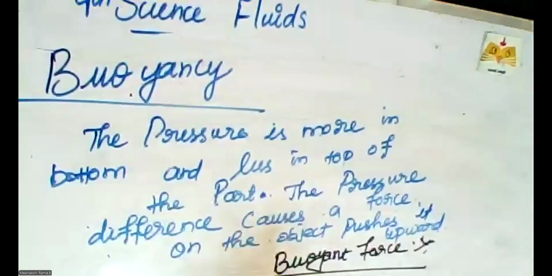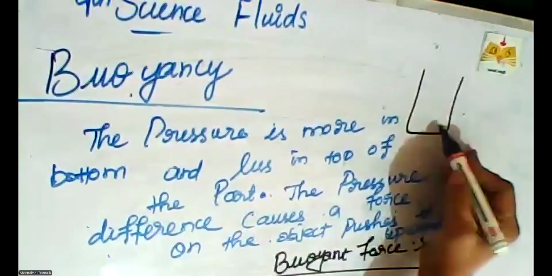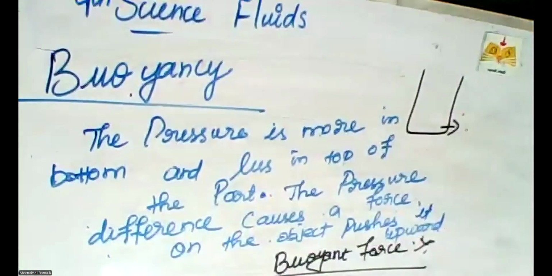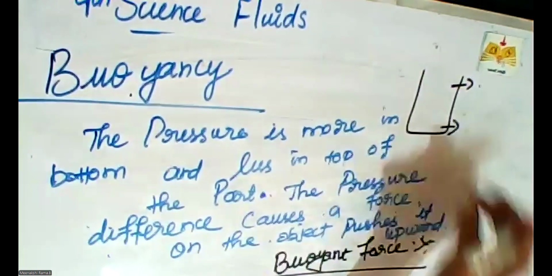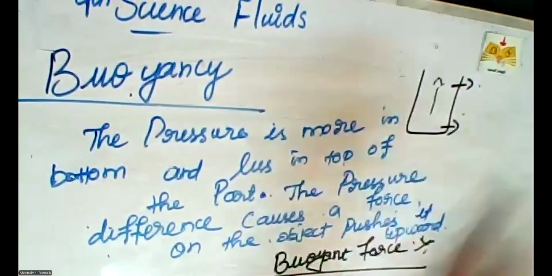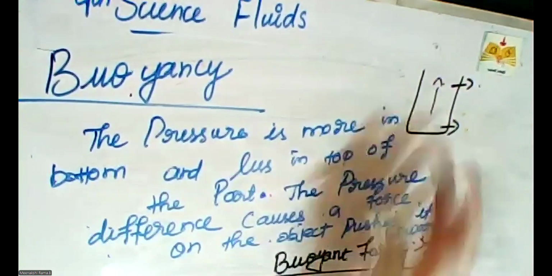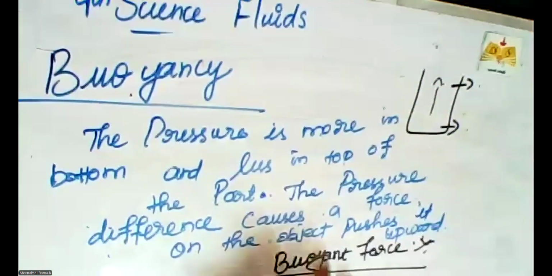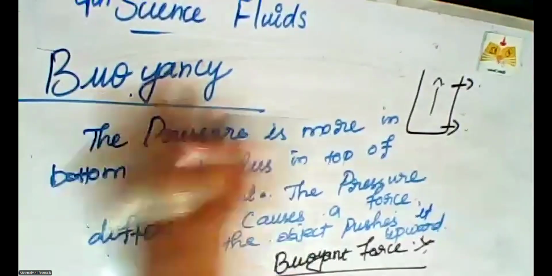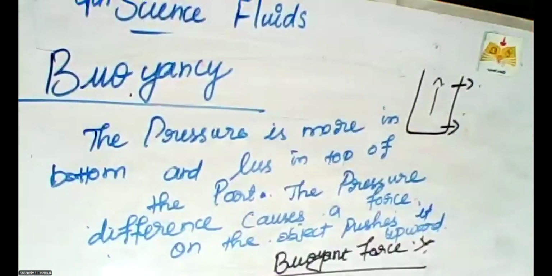At the bottom of the container the pressure is higher, and at the top the pressure is low. So the pressure difference causes a force that pushes the object in the upward direction. This kind of force is called buoyant force, and that phenomenon is called buoyancy.